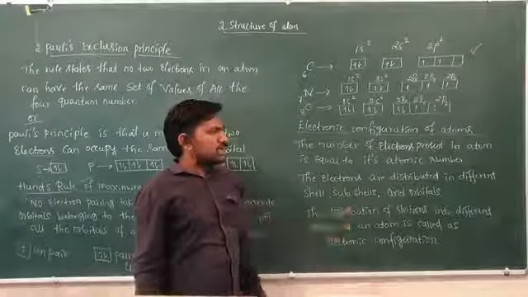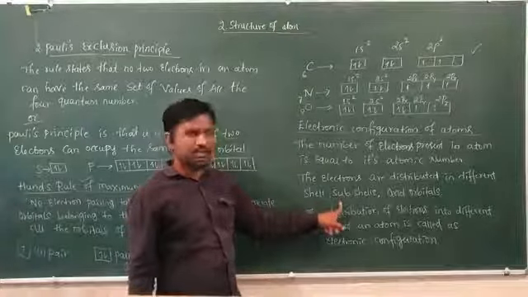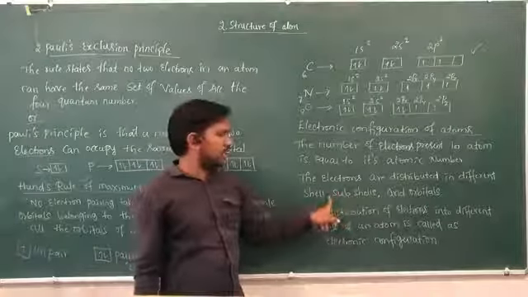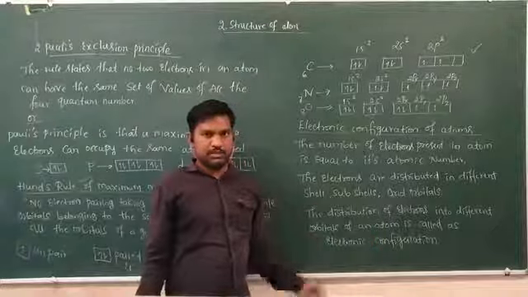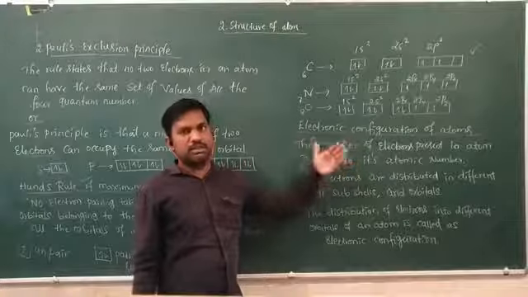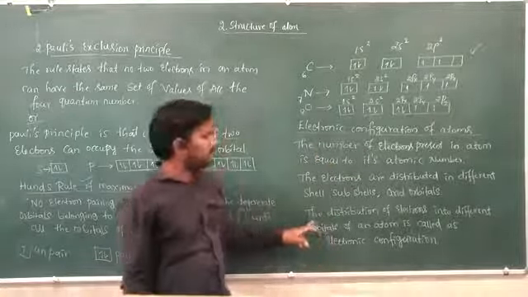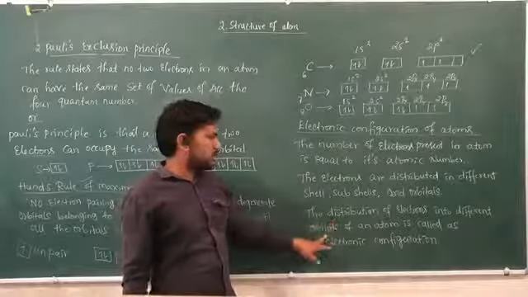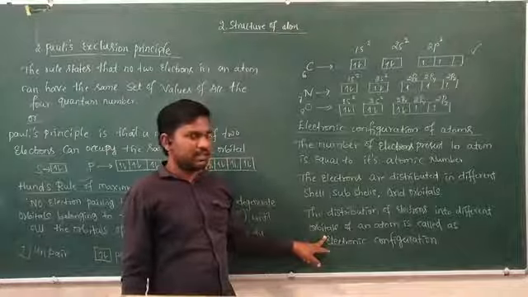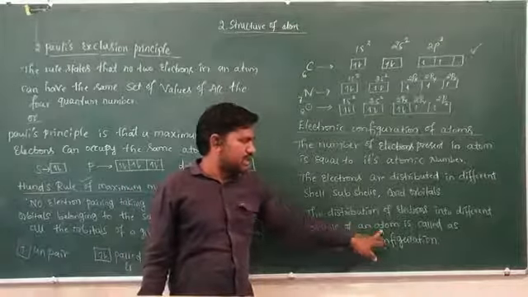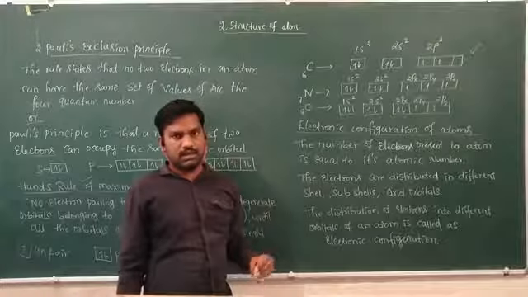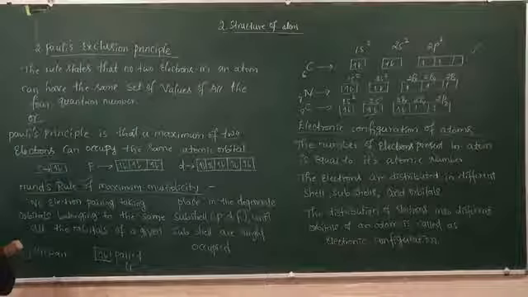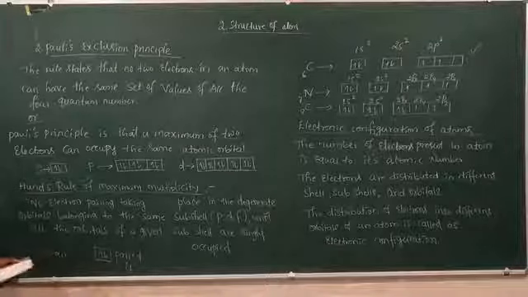Next, the electrons are distributed in different shells and subshells: shells K, L, M, N, O, P and subshells s, p, d, f. Shells, subshells and orbitals: 1s orbital, 2s, 2p according to the Aufbau principle. The distribution of electrons into the different orbitals s, p, d, f of an atom is called electronic configuration, or in Kannada, electron vinyasa.